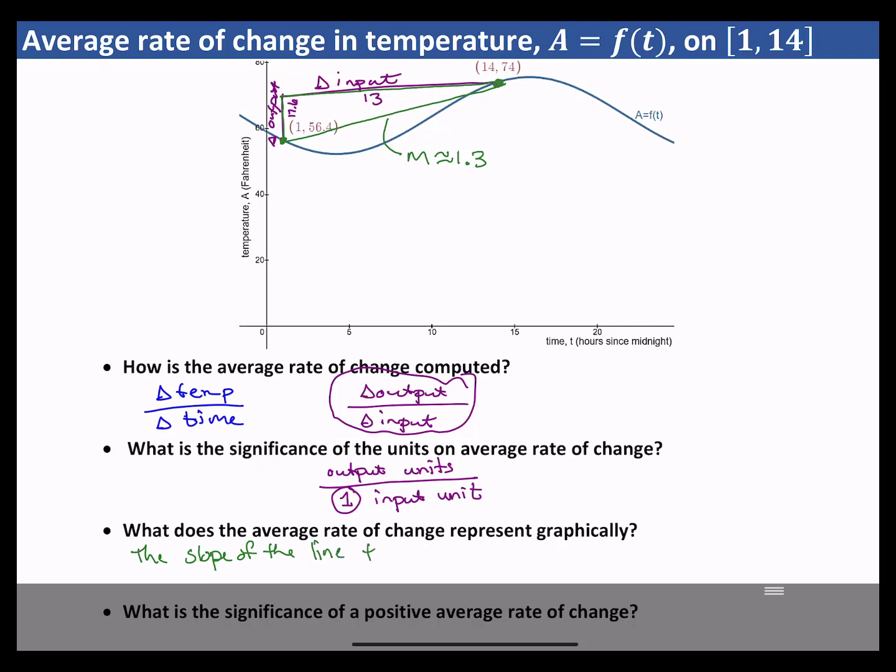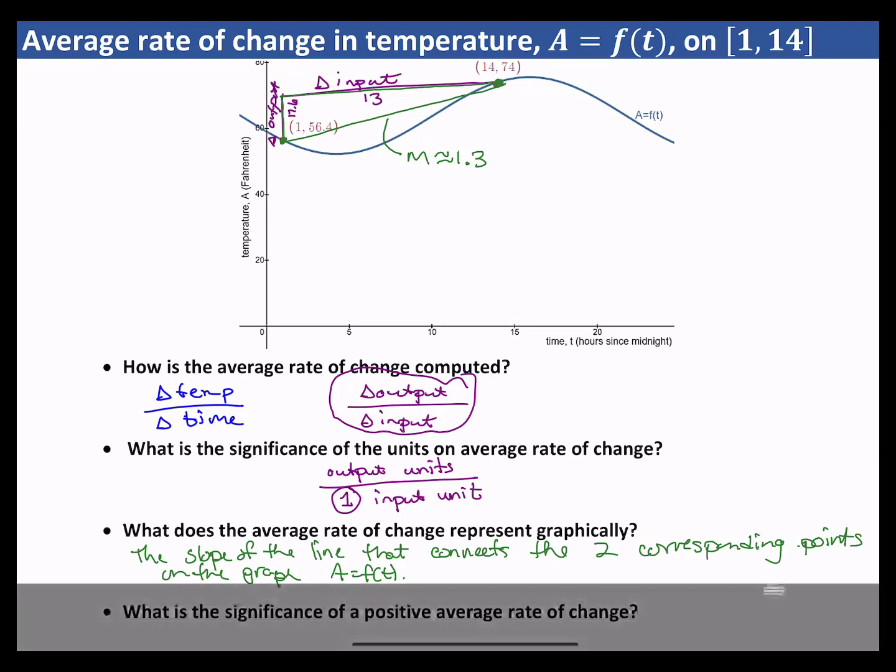It's important to notice that while this line is increasing by 1.3 degrees Fahrenheit per hour, the actual curve, A equals f of t, is increasing at different rates. But on average, this curve is increasing by 1.3 degrees Fahrenheit per hour.